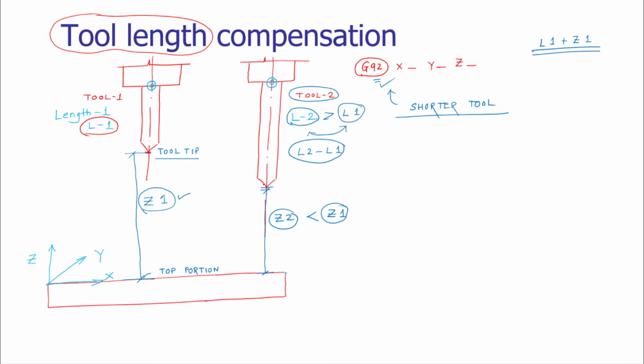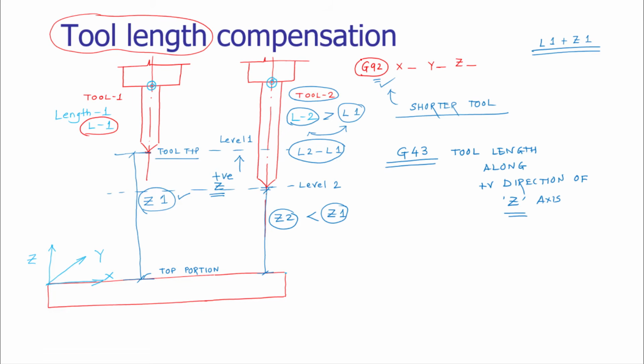In this case, we have to tell the tool tip of tool 2 to move in the upward direction, in the positive Z direction. We have to take the tool tip of 2 to the tool tip level of 1. So this is the level for tool 2 and this is level 1. Level 2 has to reach level 1. For that purpose, we have to take the cutting tool in an upward direction. For that purpose, we are using the G43 command, tool length compensation along the positive Z direction.